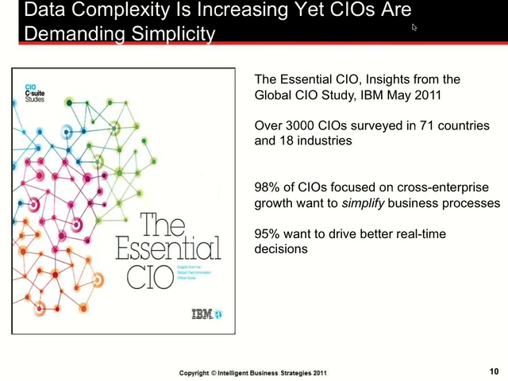Now, if you contrast that complexity with a very large CIO survey done this year, published by IBM, over 3,000 CIOs surveyed in 71 countries and 18 industries. It's a very sizable survey. 98% of the CIOs who were focused on cross-enterprise growth said that simplification of business processes was key. 98%, that's pretty conclusive. And 95% wanted to drive better real-time decisions. Now, doing that amidst a data landscape that's increasingly becoming complex is a very challenging problem.